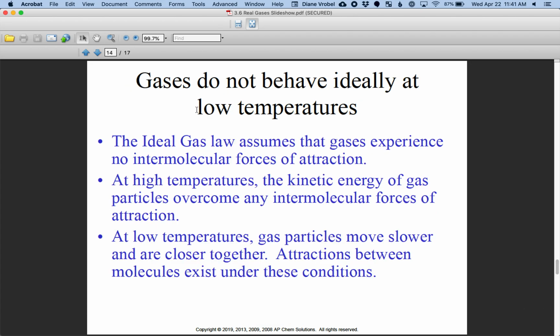Now, please remember that gases do not behave ideally at low temperatures. And when you think about it, we said that ideal gases should not have intermolecular forces of attraction. However, at low temperatures, they are now starting to get closer together. And as a result of it, they are not moving as fast. And then they start developing attractions with each other. Whereas if you're talking about high temperature, they have a higher amount of kinetic energy, which allows for any intermolecular forces to be overcome.